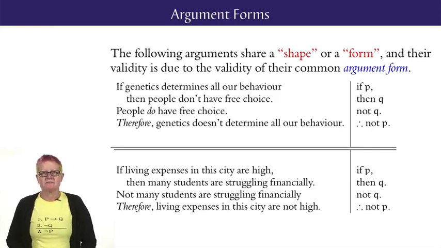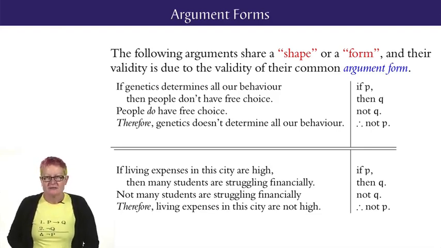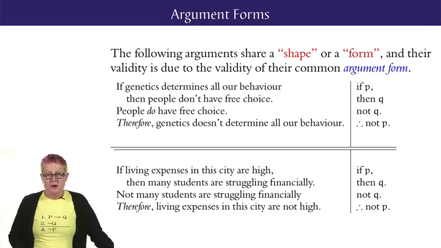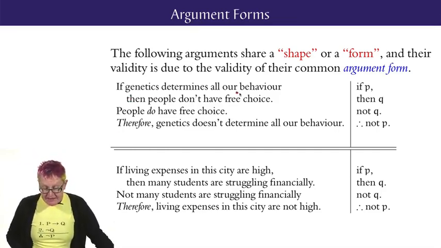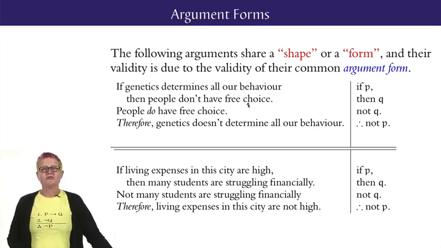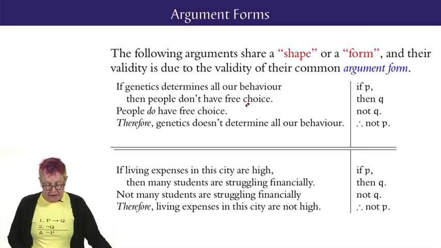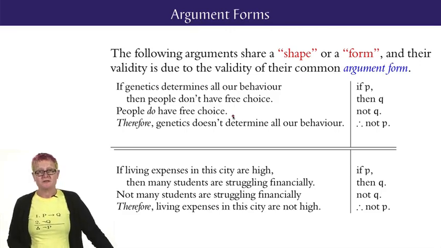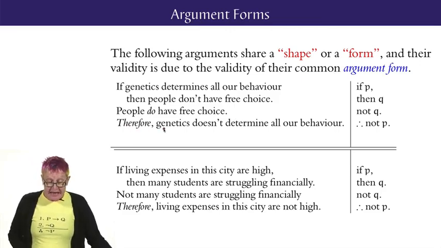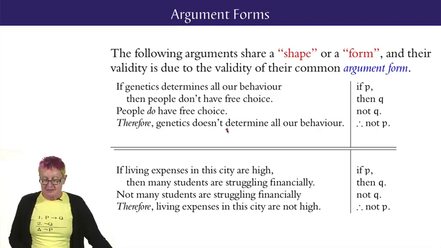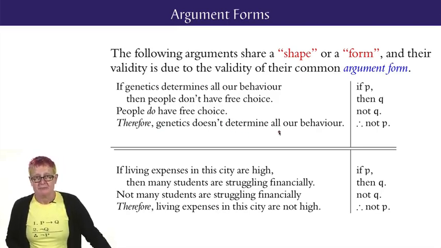of the sentences. Consider the following two arguments, one about human free will and another about the financial problems of students. For the first one, the first premise is if genetics determines all our behaviour, then people don't have free choice. And the second premise is people do have free choice. While the conclusion is genetics doesn't determine all of our behaviour.